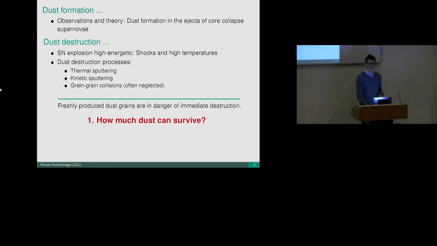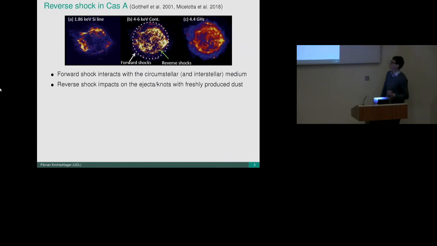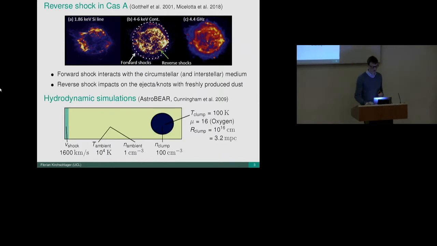So there are two questions I want to focus on in my talk. The first one is how much dust can survive, and the second one is which dust can survive. So here again, the reverse shock in Cas A. You've heard a lot about it, I think. We have a forward shock, which is impacting circumstellar material. It generates a reverse shock, which is traveling inside. And there it can impact ejecta clumps and knots where the dust is located. And this is exactly the situation we want to model.